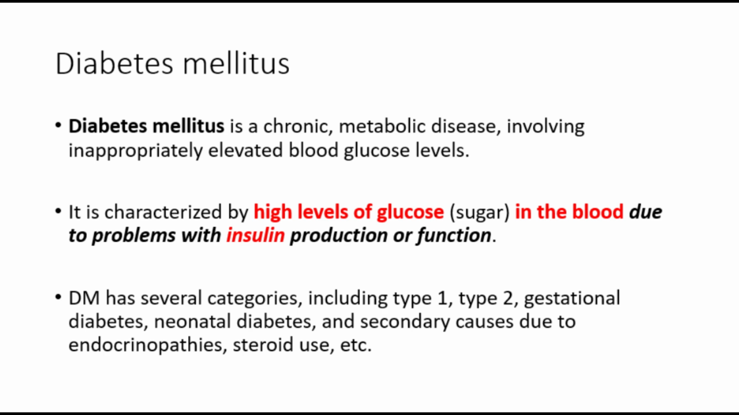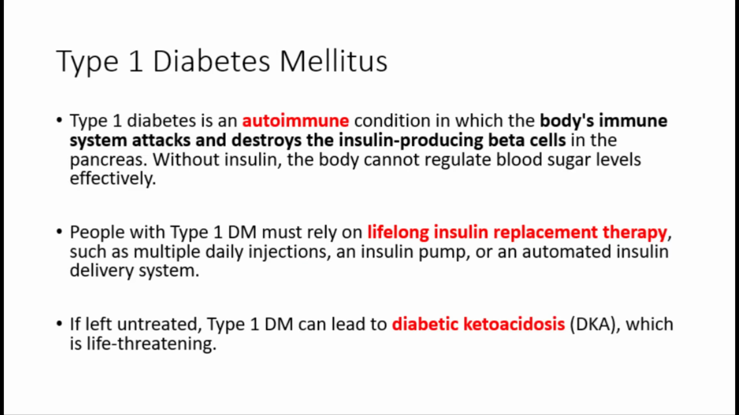steroid use, etc. Type 1 diabetes is an autoimmune condition in which the body's immune system attacks and destroys the insulin-producing beta cells in the pancreas. Without insulin, the body cannot regulate blood sugar levels effectively. People with type 1 diabetes must rely on lifelong insulin replacement therapy, such as multiple daily injections, an insulin pump, or an automated insulin delivery system. If left untreated, type 1 diabetes can lead to diabetic ketoacidosis, DKA, which is life-threatening.